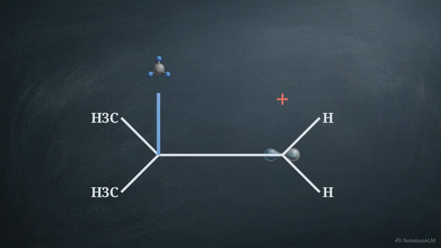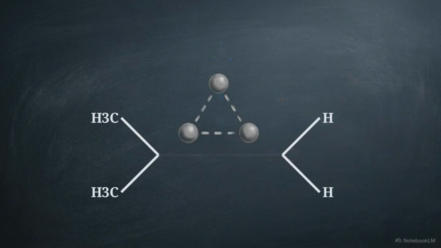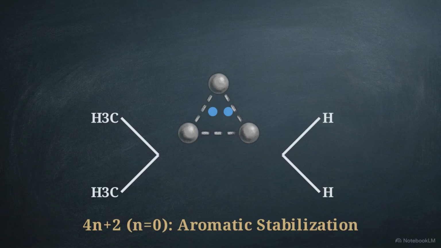To resolve the instability, an adjacent methyl group detaches from its original position and slides over to the adjacent empty p orbital, taking its entire bonding electron pair with it. Pausing halfway through this migration reveals a 3-membered cyclic transition state. Because the migrating methyl group brings its bonding pair along, this tight cyclic array contains exactly 2 interacting electrons.